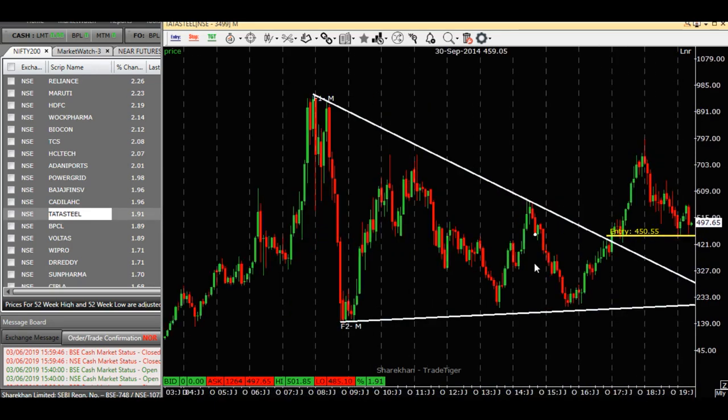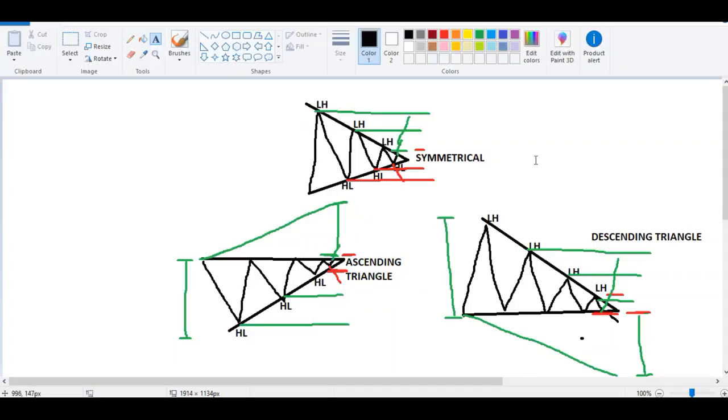Okay, so this was the descending triangle. So we've covered all three triangles, right? Symmetrical, ascending, and descending. And we also saw how we can trade these. So that's it for triangles, guys. Let's move on to the next pattern.